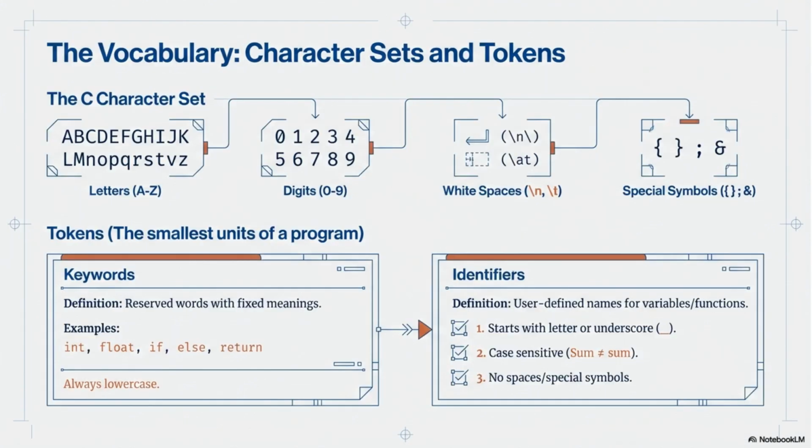The C character set includes letters, digits, white space, and special symbols. Tokens are the smallest units of a program. Keywords are reserved words with fixed meanings. Identifiers are user-defined names, which must start with a letter or underscore and are case-sensitive.